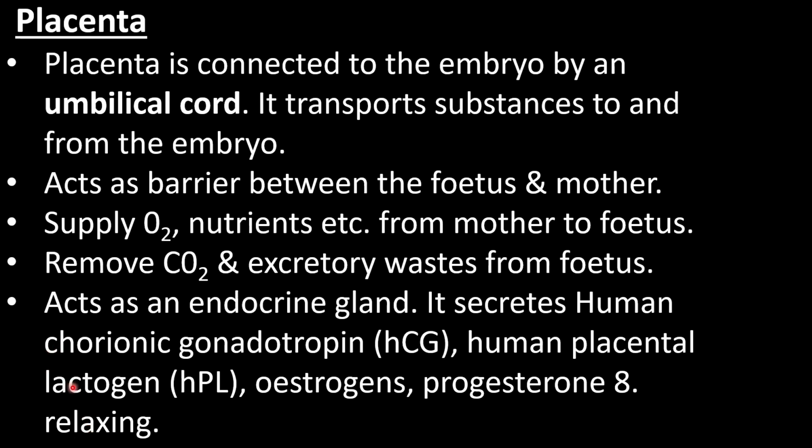Then it acts as an endocrine gland. The endocrine gland produces hormones like HCG, HPL, estrogen, progesterone. Through the placenta, the fetus will also get antibodies from the mother's body. This placenta also stores glycogen till liver formation. It works as an effective barrier and gives protection to the developing fetus. So all these are the functions of the placenta. Placenta is an organic connection between the developing fetus and the mother.